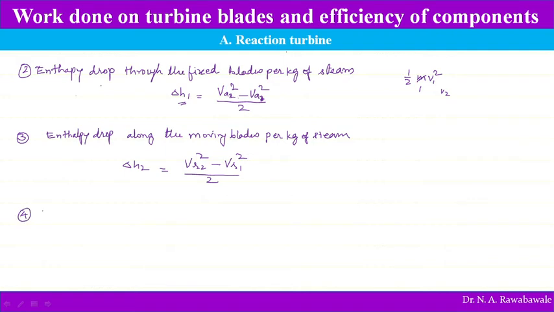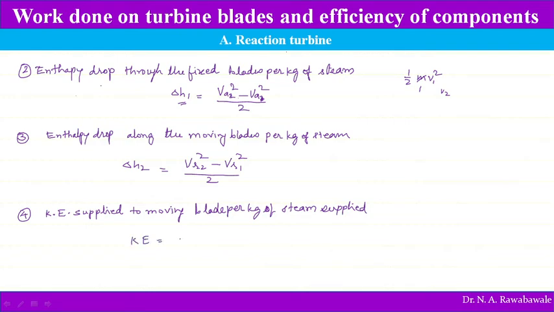Fourth one, kinetic energy supplied to moving blade per kg of steam supplied to turbine, that is equal to kinetic energy, which is equal to 1/2 VA1 square plus VR2 square minus VR1 square.